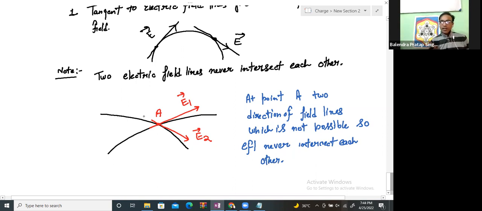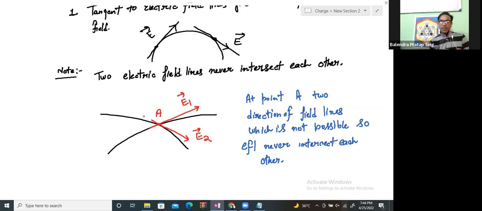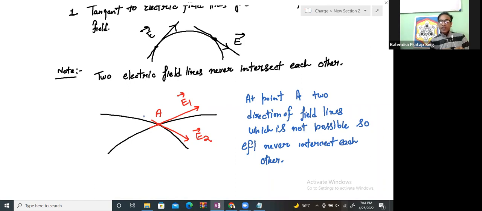Minashi, why do two electric field lines never intersect? Because it will have two directions. Yes, because if we take a tangent over this electric field line, that gives you the direction of electric field, and at a single point, two directions of electric field line is not possible. That's why two electric field lines never intersect each other.